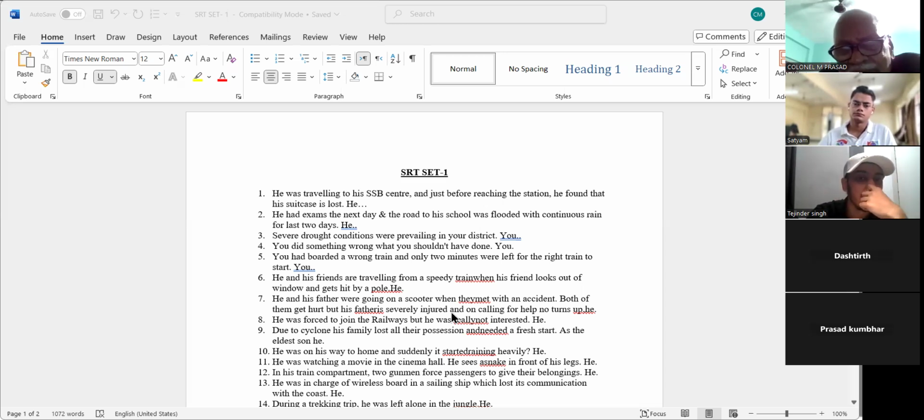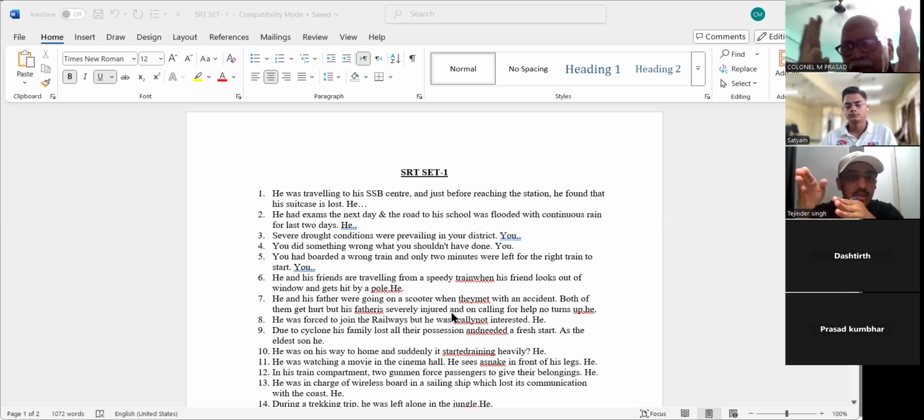He and his father were going on a scooter when they met with an accident. Who will tell me? Tejinder, tell me. Sir, he took his father on the scooter to the nearest hospital to give medical attention. I mean, he is not that much injured, so he can drive the scooter.